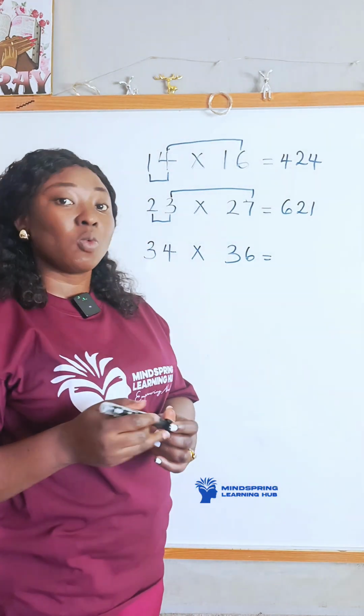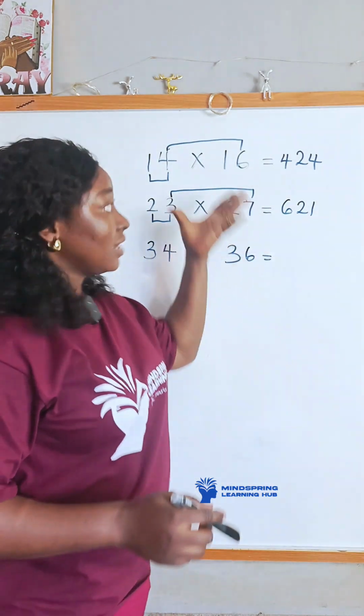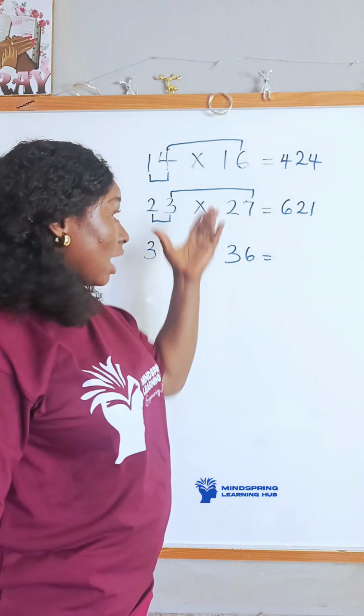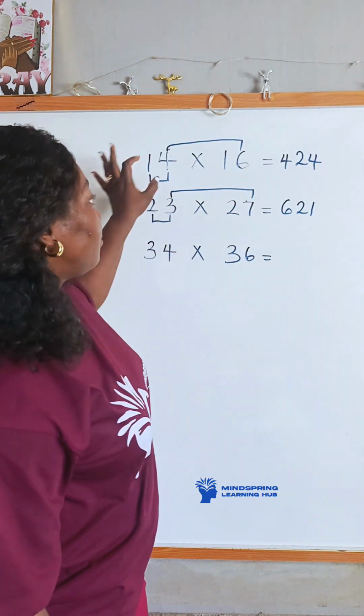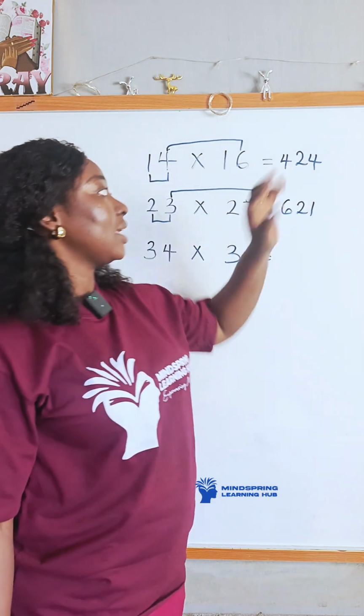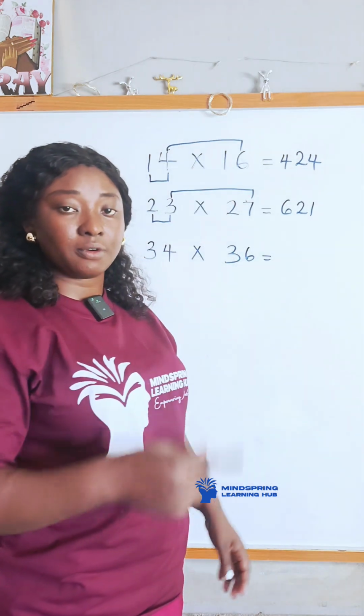Now, I understand that you are wondering how we came about this method and how quick it is for us to solve it. Take note. We have 14 multiplied by 16 equals 224. How?